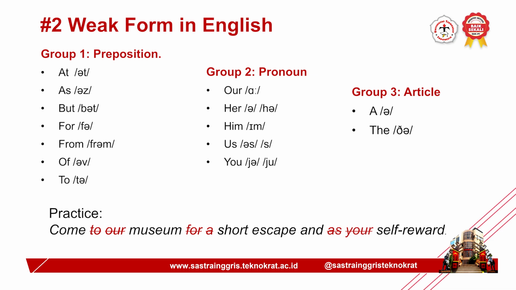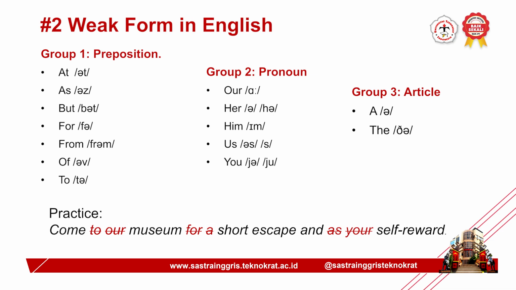So what actually are weak forms? Weak form means that there is a way to pronounce in a weaker way. That means there is a weak form and there is a strong form. For example, let's take a look at group one, prepositions. We have the word "at," like "at the market." But the weak form of "at" is "uh."